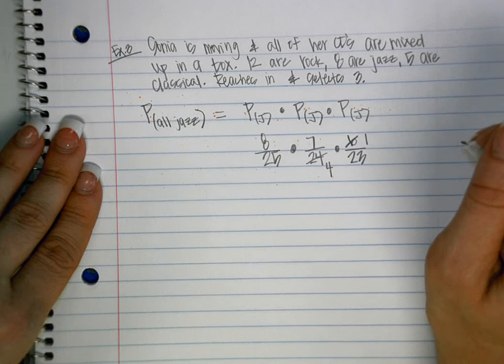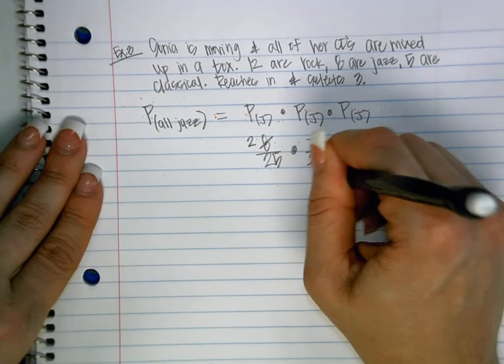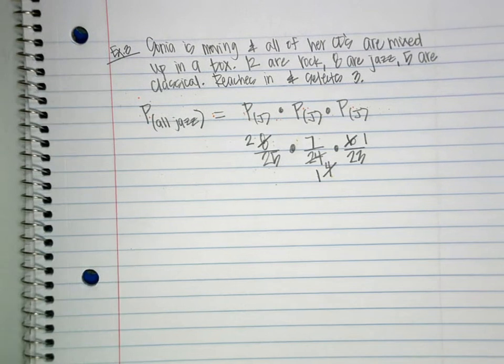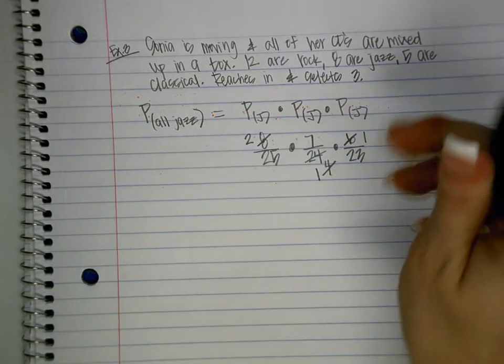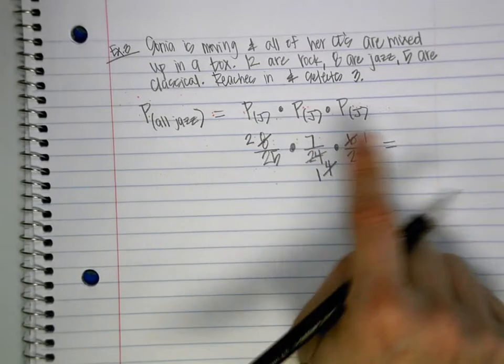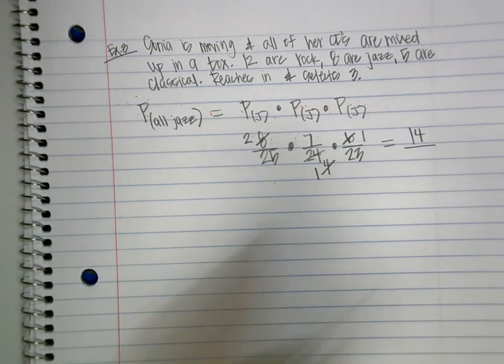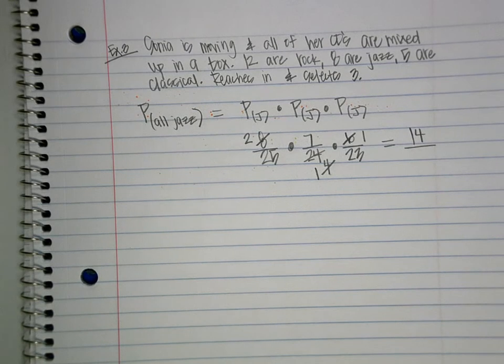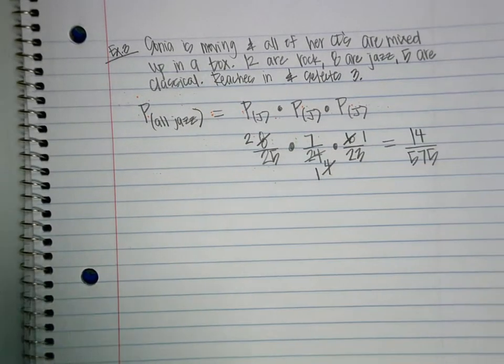Can anything else reduce? The 8 and the 4 can reduce. You don't have to reduce these, but it makes life a little bit easier. You will probably want to use a calculator here. So remember, when we're multiplying across the top, just 2 times 7 times 1, so that's 14, divided by 25 times 23, and 25 times 23 gives you 575. Right? That is your answer.